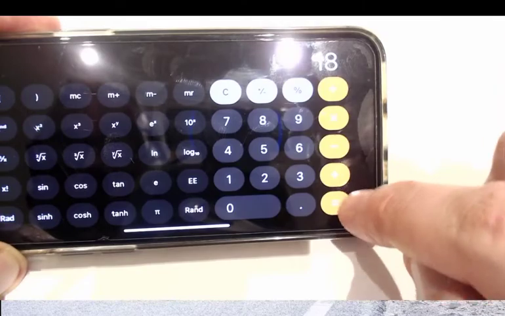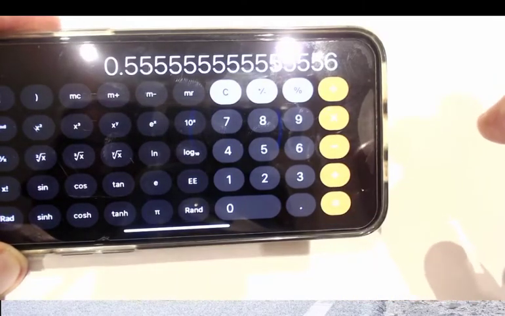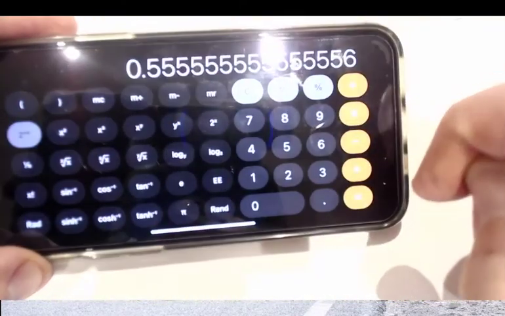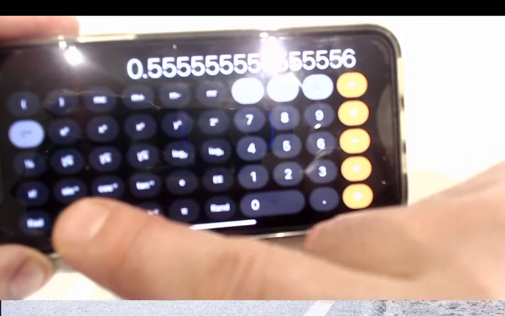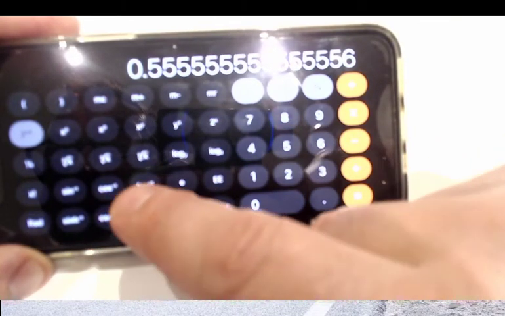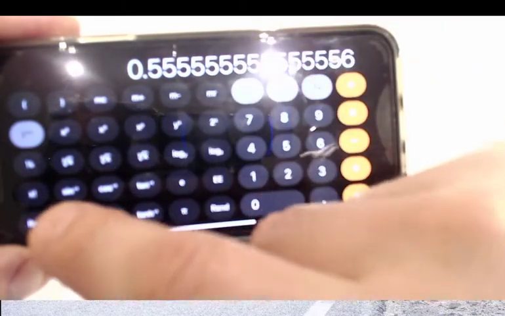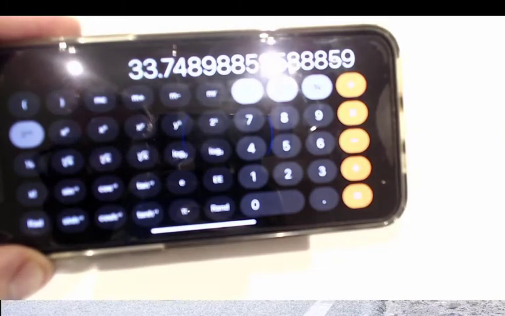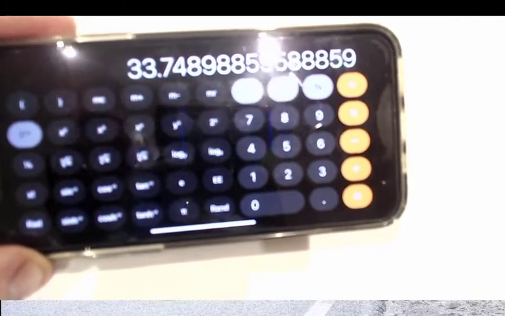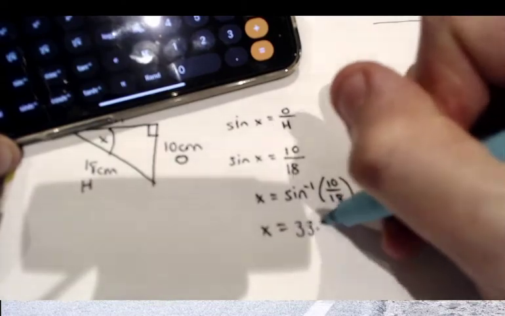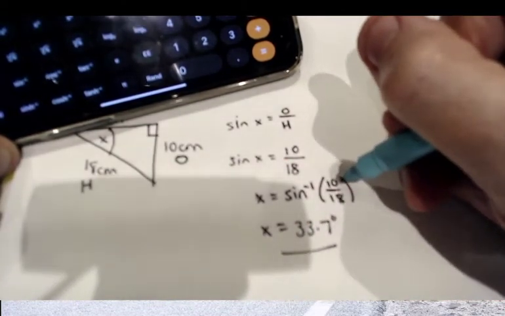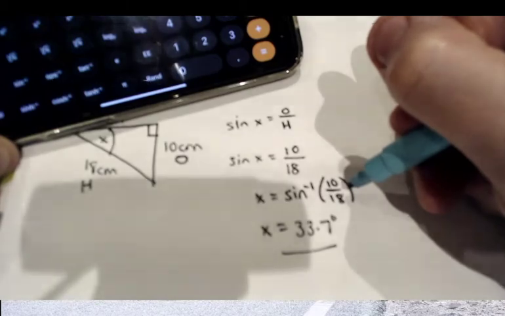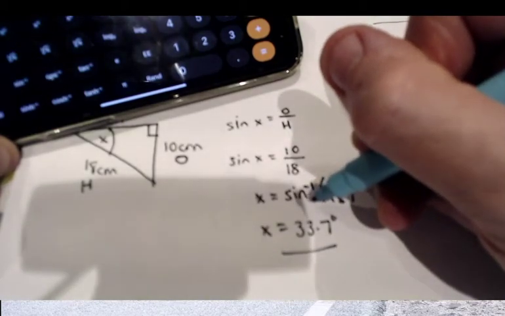10 divided by 18, hit equals, tells me it's that big huge long decimal, and then I'm going to come across here and I need to hit the second function button, and once I do that you will see the sine, cos and tan down here is changed all into minus ones, and I want to hit, what is it? We're doing sine, inverse sine, so that button there. And it gives me the answer of 33.7. So remember what I did there? I did 10 divided by 18, and then I did the inverse sine button on my calculator.